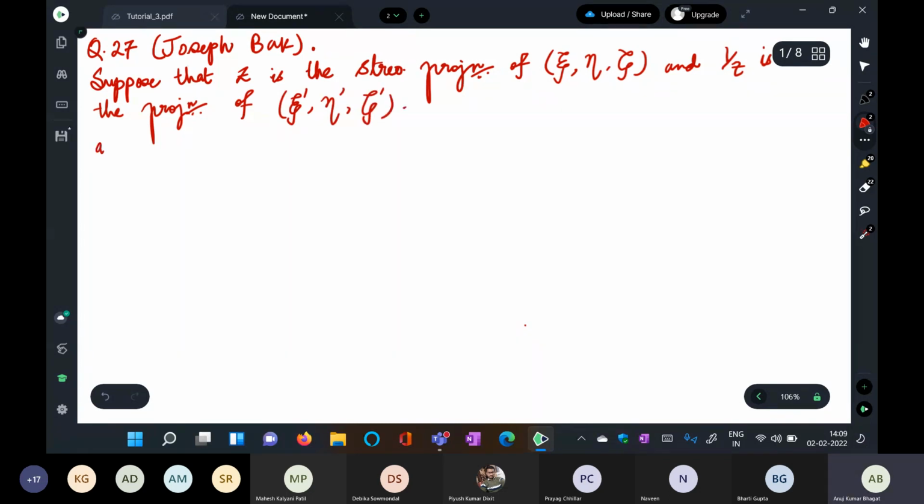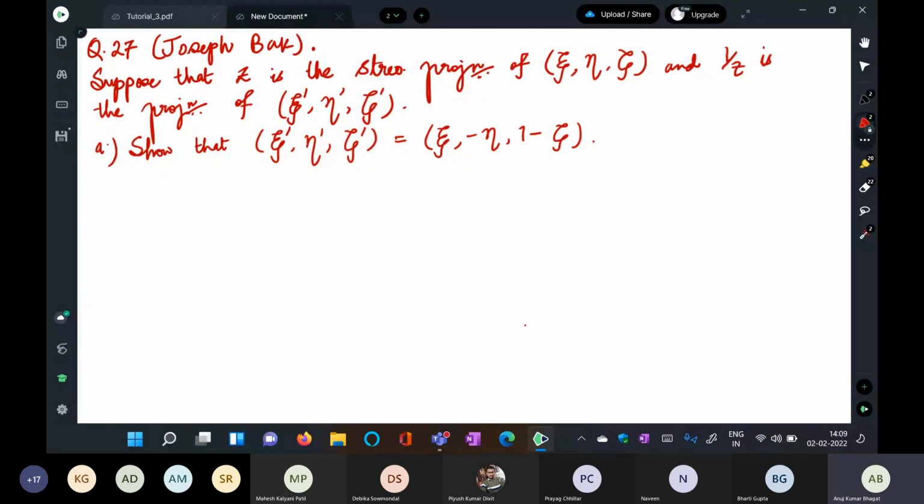So the first question was, show that this is this minus eta and 1 minus zeta. Okay, so the first part is very easy, so I will not be doing much from the first part. I'll just tell you the idea, and I'll do the second part. What is the second part?